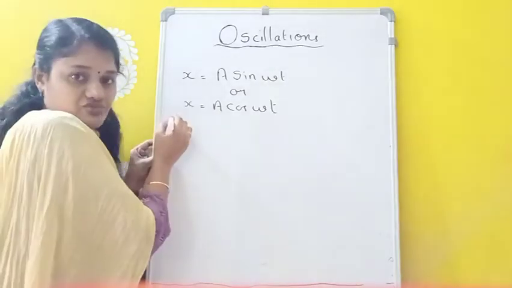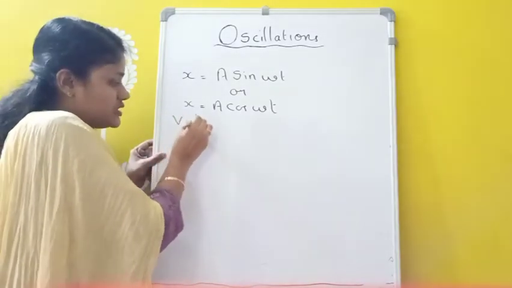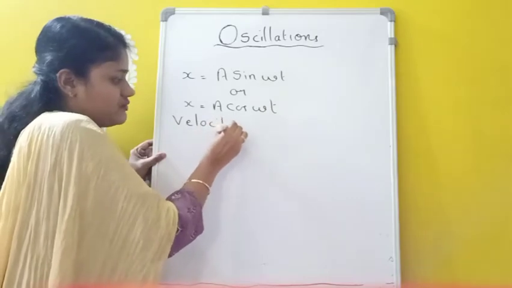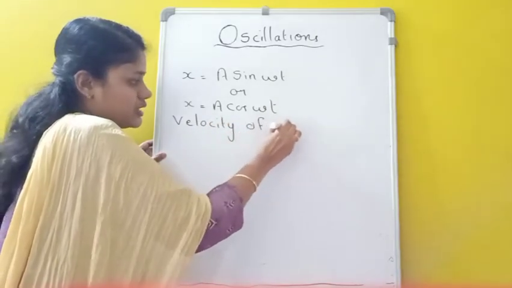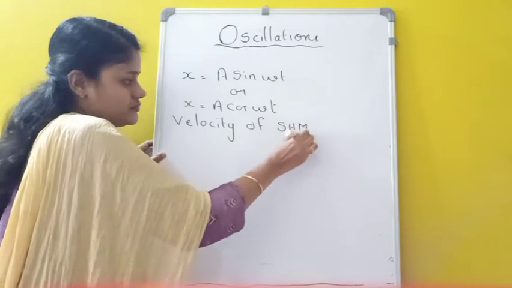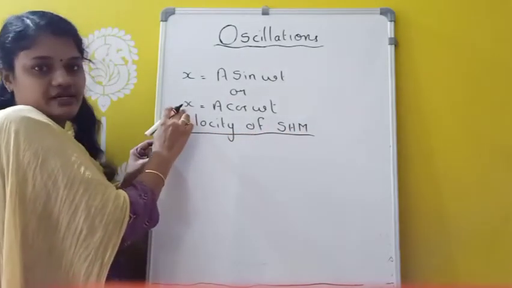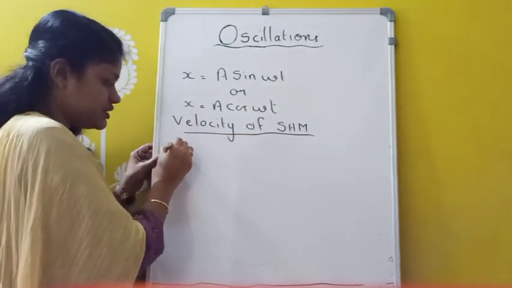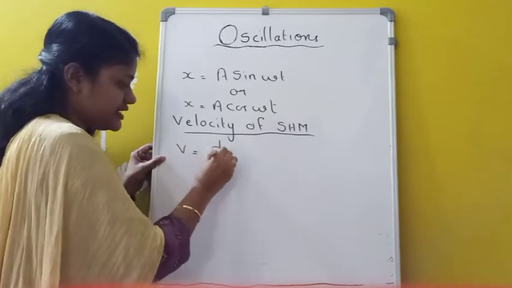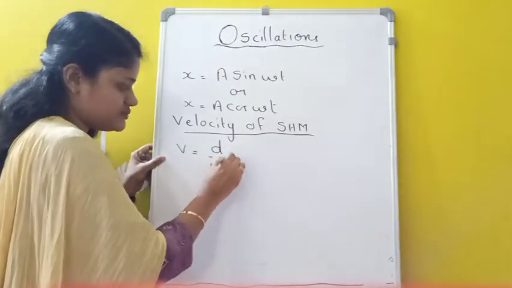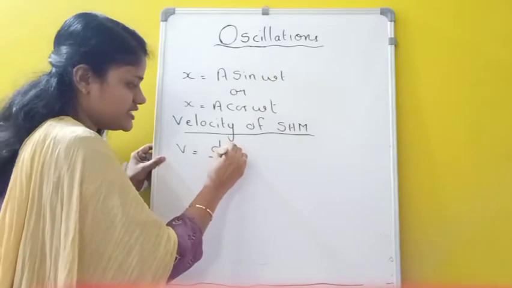Now we have to find the velocity of simple harmonic motion. If displacement is given, how will you find velocity? Velocity v equals the rate of change of displacement. That means d by dt of displacement x.